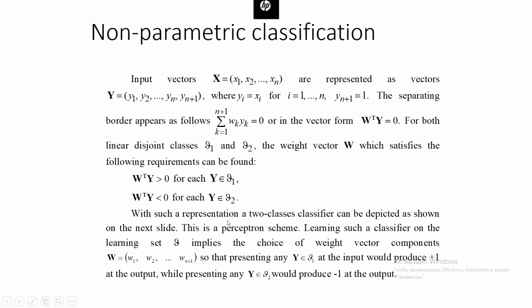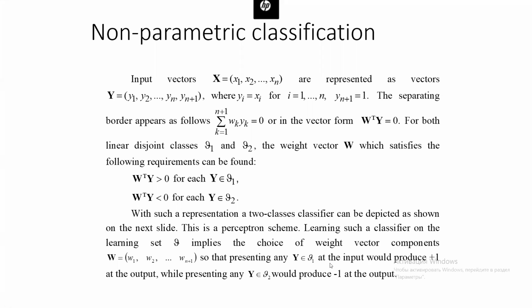With such a representation, a two-class classifier can be depicted as shown in the next slide. I will explain it a little bit later. And it's a perceptron, actually. If the projection is greater, it will be the first class; if less, the second class. Learning such a classifier on the training sets implies the choice of the vector components.